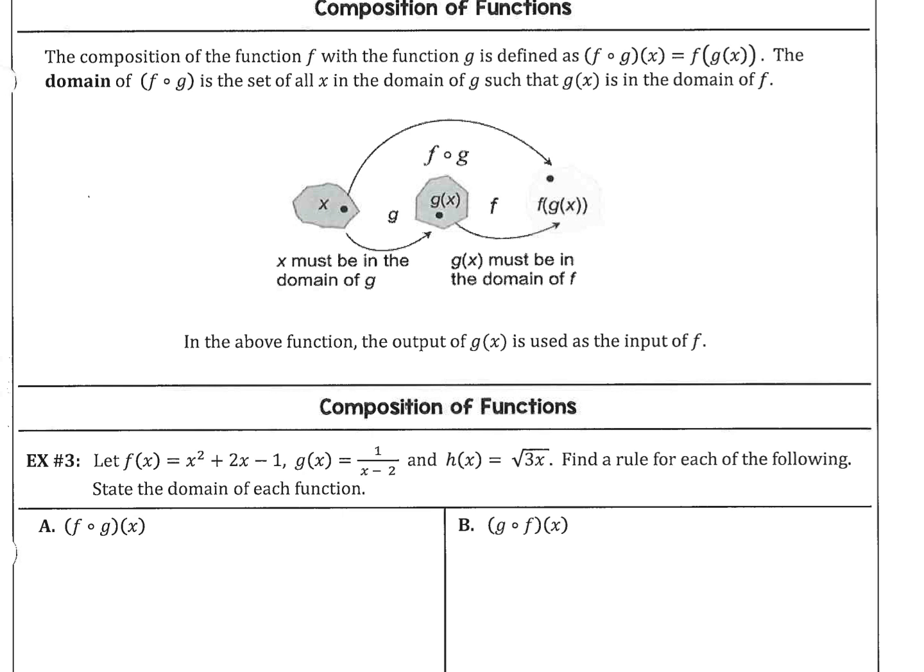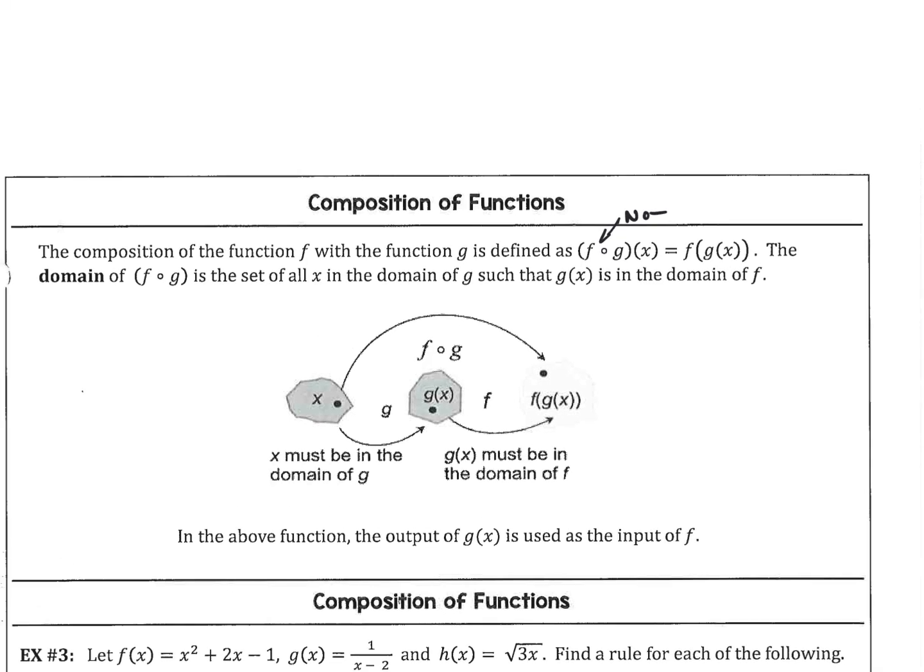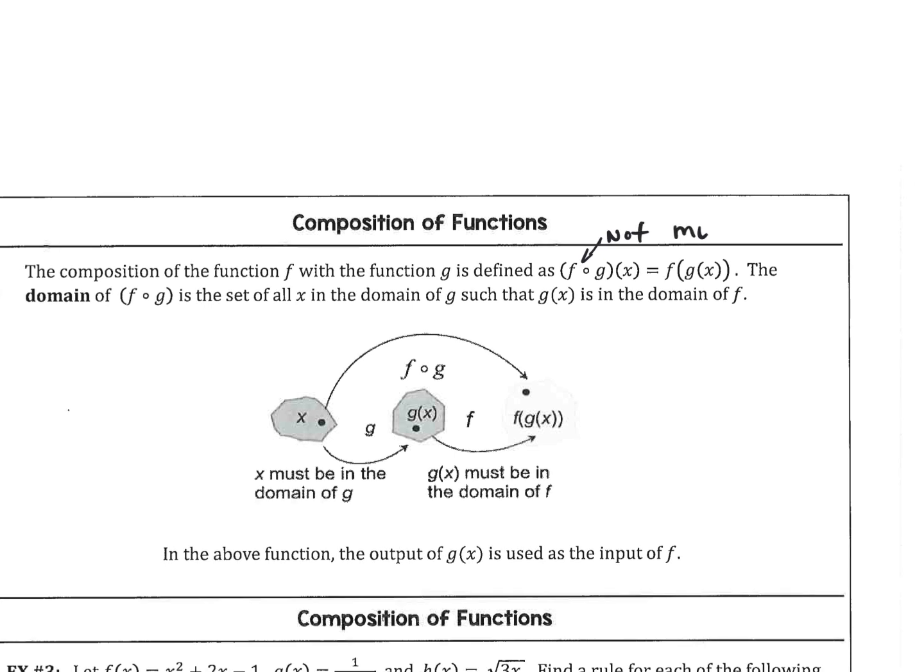composition of functions, you've done this before too in Algebra 2. This should be a little bit of a review. F of g, this is not a times symbol. This is not multiplication. So make sure you make a note that this is not a multiplication symbol. It means of. F of g. Okay? So this is of.